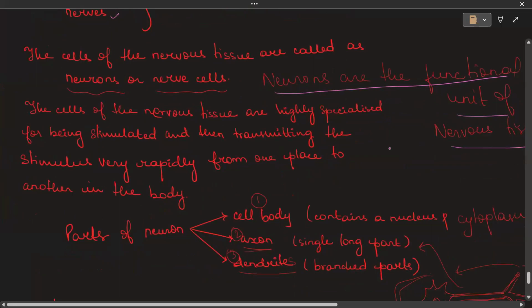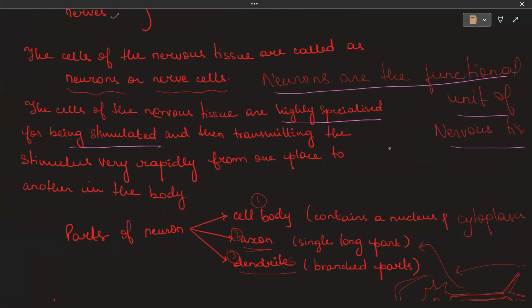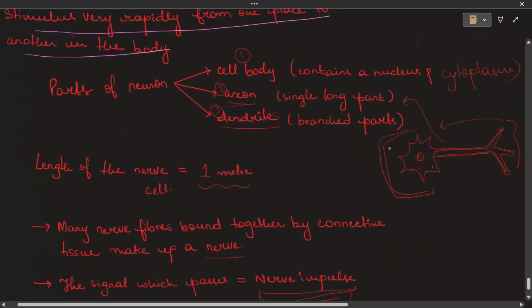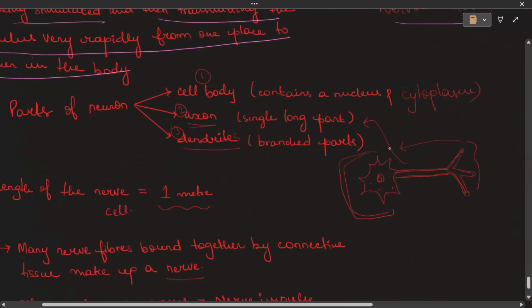Now, the cells of the nervous tissue are highly specialized for being stimulated and then transmitting the stimulus very rapidly from one place to another in the body. They can pick up the stimulus, for example, when you touch something hot, or when you touch something, you have the feeling that you're touching something, right? That feeling is there because of the nervous system, because you have an impulse or stimulation taking place. Okay, is it clear? Yes, ma'am.